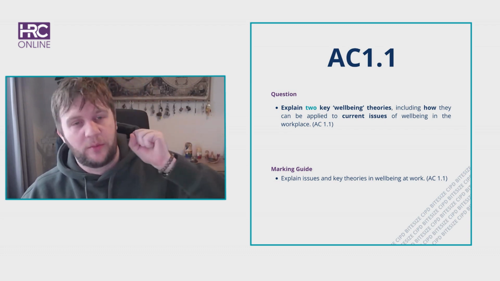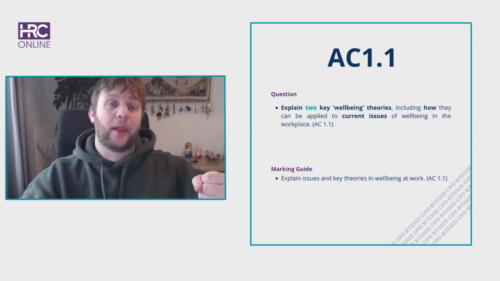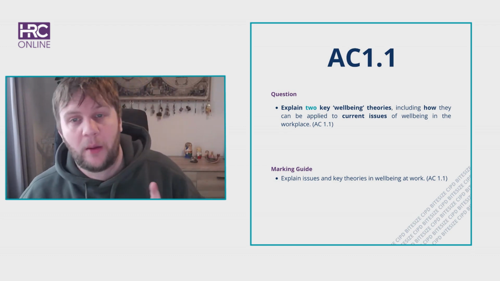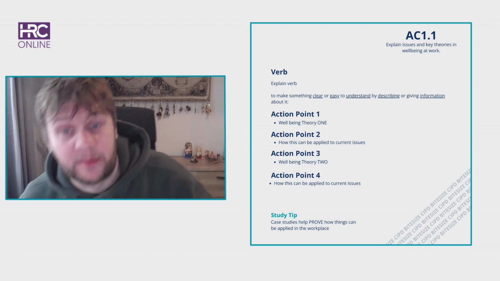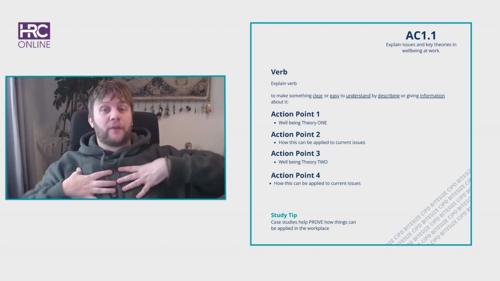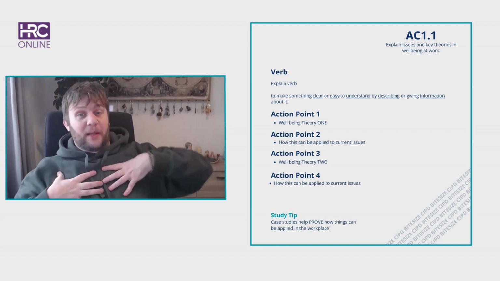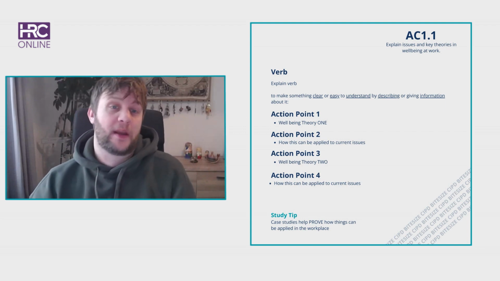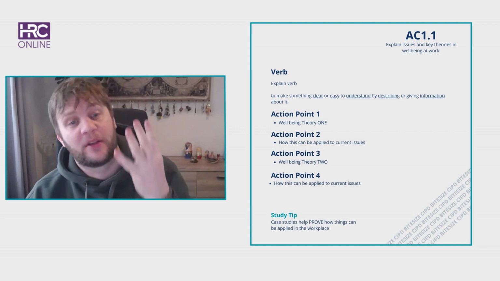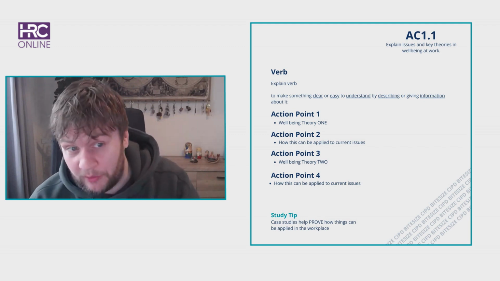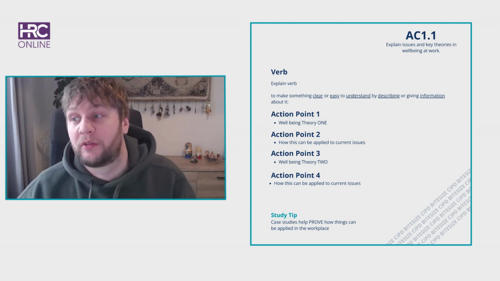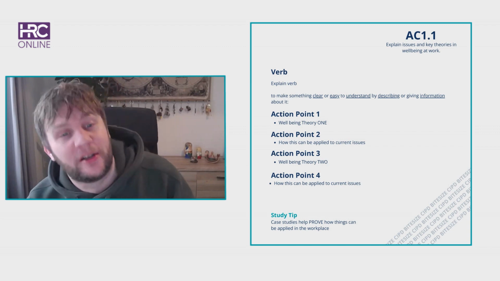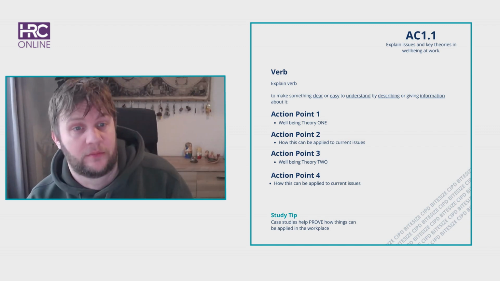So when you're doing theories, you pull out the theory. How does it help? Well, here's some data, here's some stats, here's some information that do that. But if we just break down the question in terms of how I would do it, so verb. The verb is explain, which is to make something clear or easy to understand by describing or giving information about it. I would break this question down into 4 action points. Now, remember, you've got 333 words.